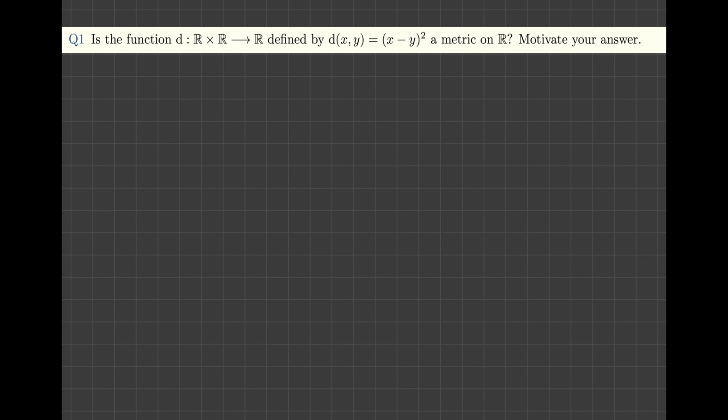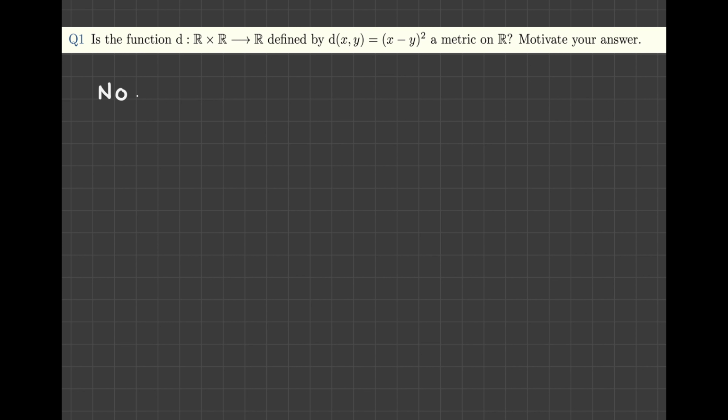The question is: is the function d defined on R Cartesian product R to R, defined by d(x, y) equals (x minus y) squared, a metric on R? Motivate your answer. The answer to this question is no. To show that, I show that this function does not satisfy the triangle inequality.